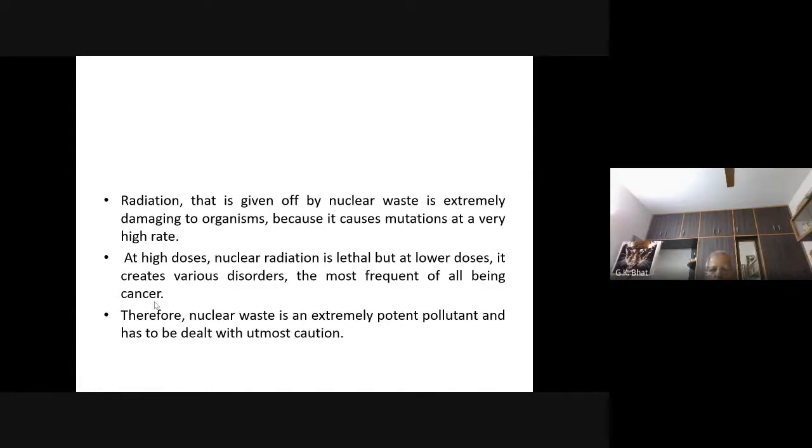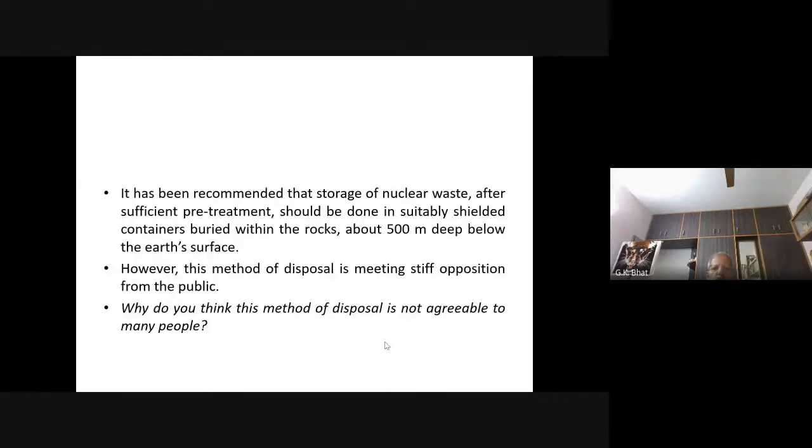We don't know the root cause of cancer now. Cancer is due to many, many different reasons, and this is one of them. Therefore, nuclear waste is an extremely potent pollutant and has to be dealt with utmost caution. Whenever we use nuclear energy as a source of power, we must be careful. On one hand, there is the leakage; on the other hand, there is the safe disposal of this nuclear waste.